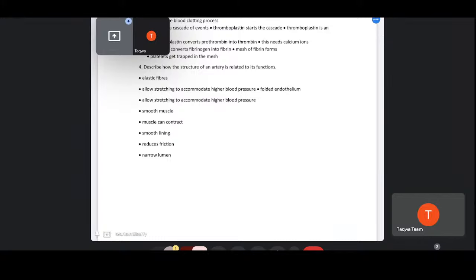Okay. Question number 4 asks us to describe the structure of an artery and it's related to its function. Basically, the artery is very important to its function because it has elastic fibers, has smooth muscles, the muscles can contract, has smooth lining, reduces the friction, and has a narrow lumen. It also allows stretching to accommodate higher blood pressure and has folded endothelium.